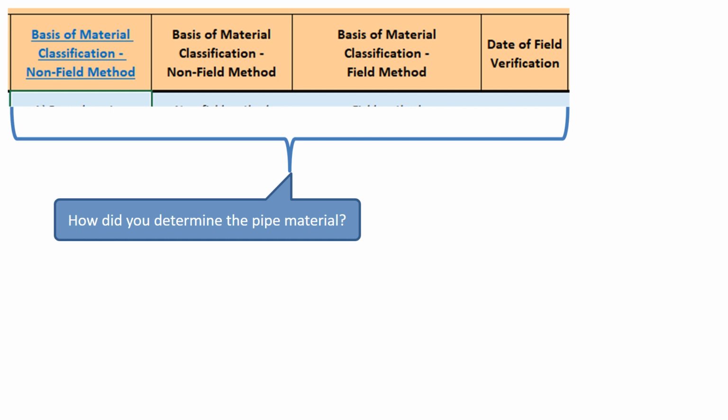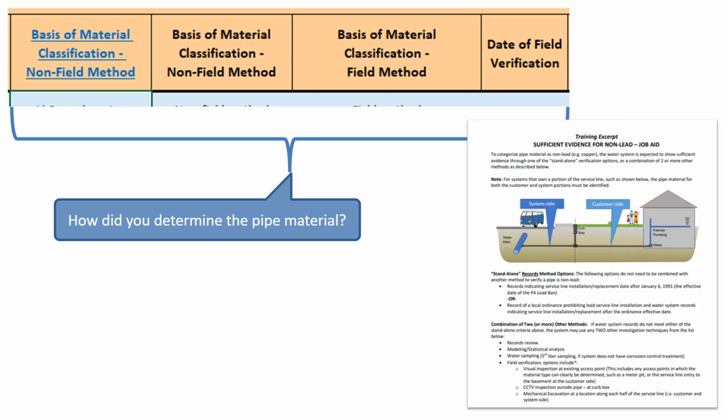These fields are used to determine if you have sufficient evidence to verify the material of the service line. This is of particular importance when you select a non-lead material such as copper. You need to show sufficient evidence that the material is non-lead and therefore safe and not slated for lead service line replacement. DEP has information on what constitutes sufficient evidence for the non-lead designation, including a job aid document which is linked in the description below and on the DEP LCRR website.